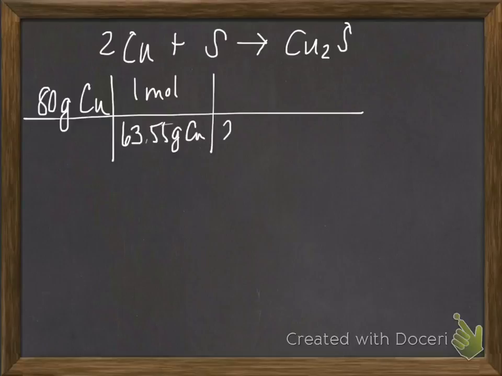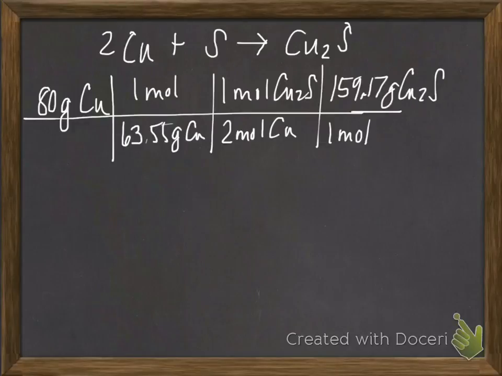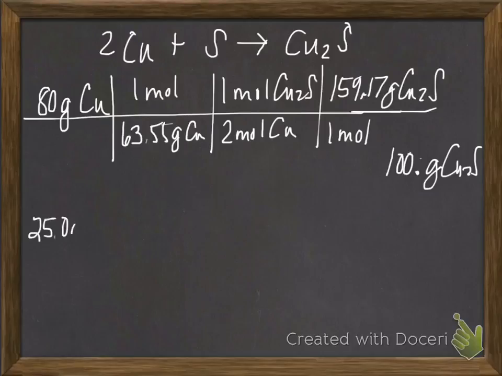And then the mole ratio, 2 moles of copper for 1 mole of copper 1 sulfide. And then the molar mass of copper 1 sulfide, so 1 mole, and that works out to be 159.17 grams. All right, we're going to calculate that, and we get the answer in 3 significant figures from the problem. Let's put the decimal, grams. All right, so now let's do the 25 grams of sulfur. Let's remember the decimal this time.